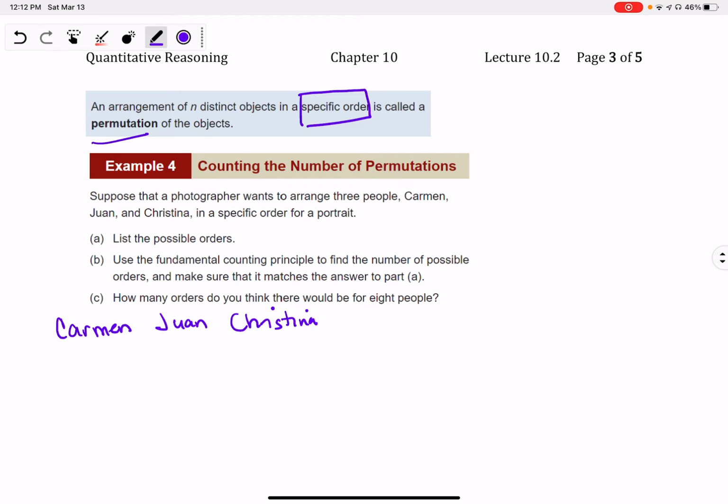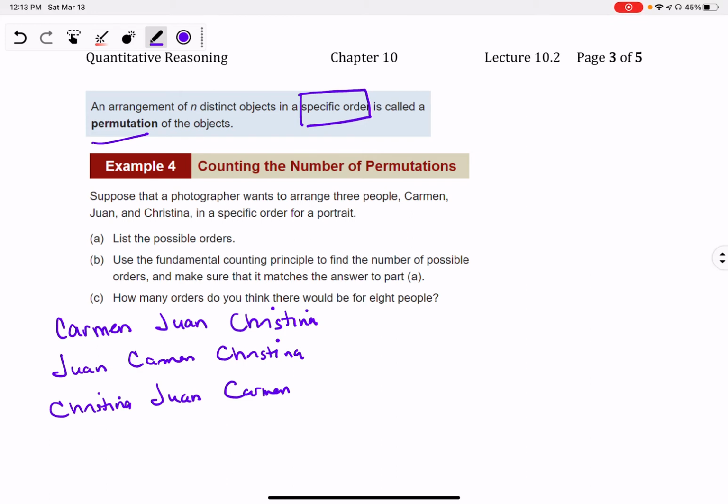Then we can go Juan, Christina, Juan, Carmen, trying to keep it in some type of order. Christina, do the same thing over and over. And then that leaves us with Christina, Juan, and Carmen. Okay, so we start with Carmen, Juan, Christina. Then we go Juan, and then I go back to the first one, Carmen, Christina. And then I go Christina, Juan, Carmen.